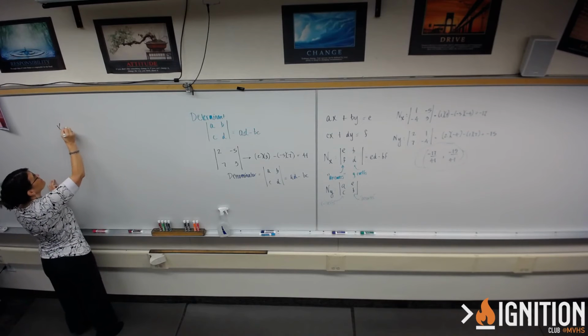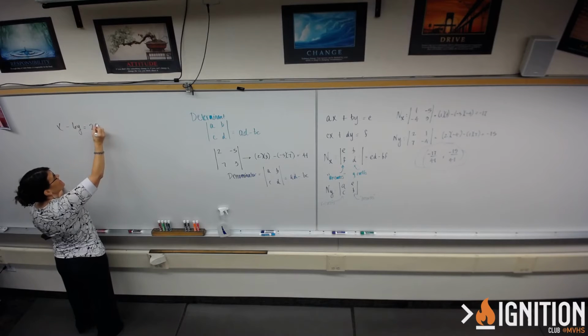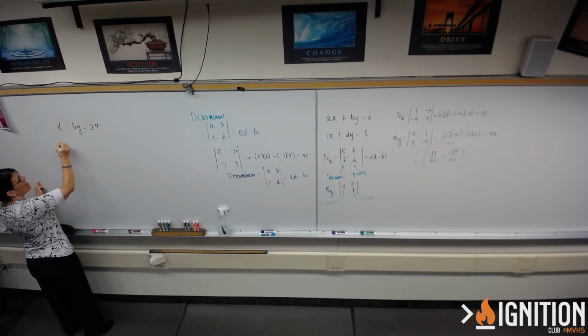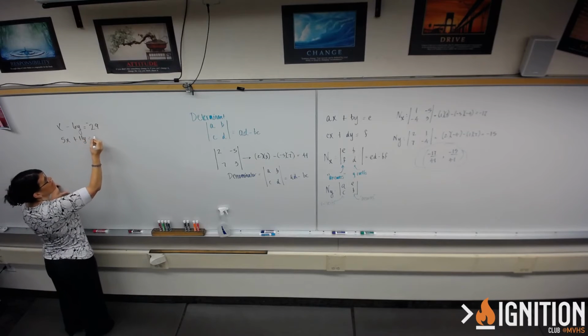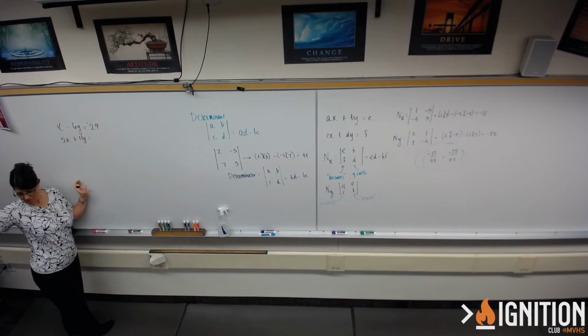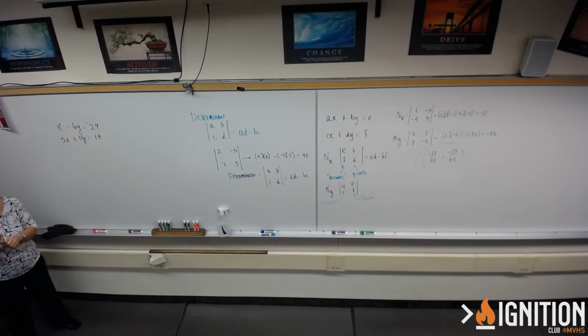All right, let's go. x minus 6y equals, how about negative 29? And 5x plus 11y equals, give me a number. 14. Okay, solve using Cramer's.